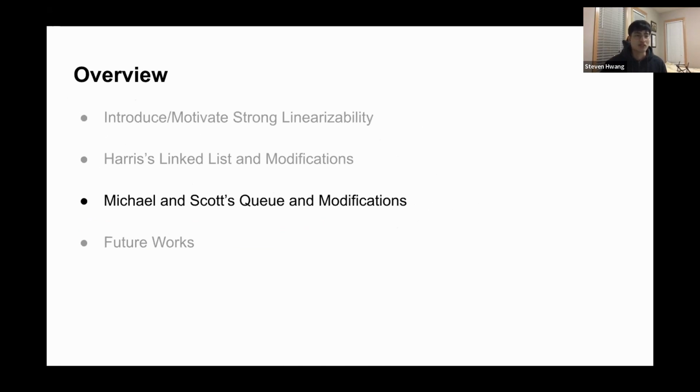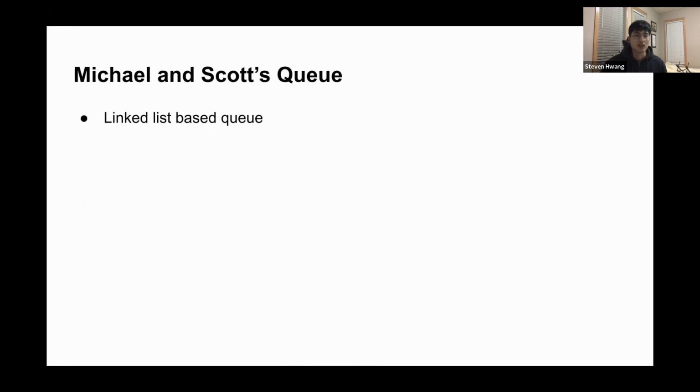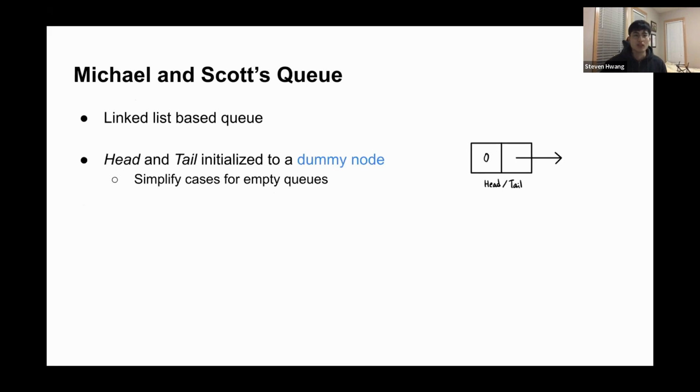And now we will look at Michael and Scott's queue. So the queue is a linked list based queue, and it maintains a dummy node, which simplifies its cases for empty nodes. And the head and tail are originally initialized as a dummy node.